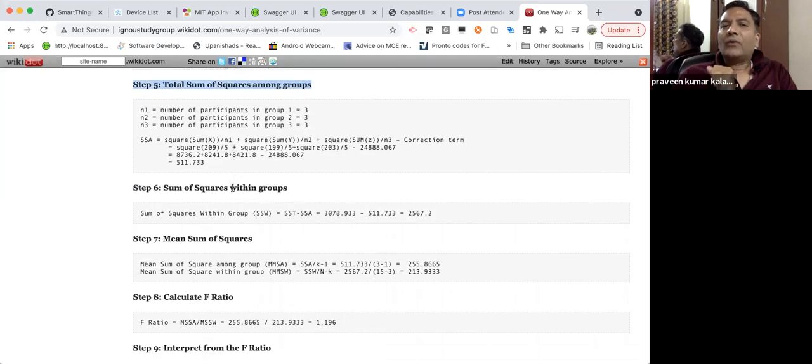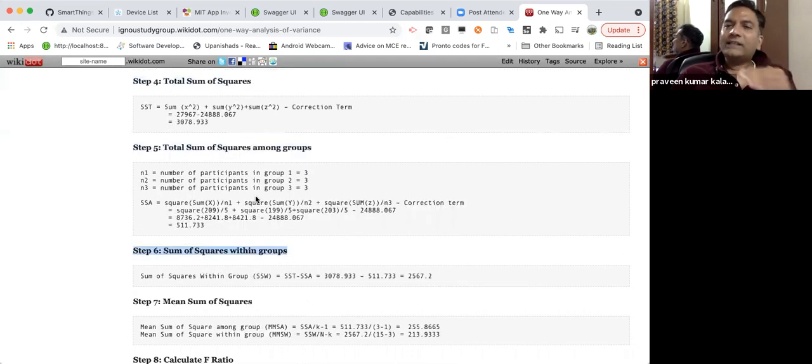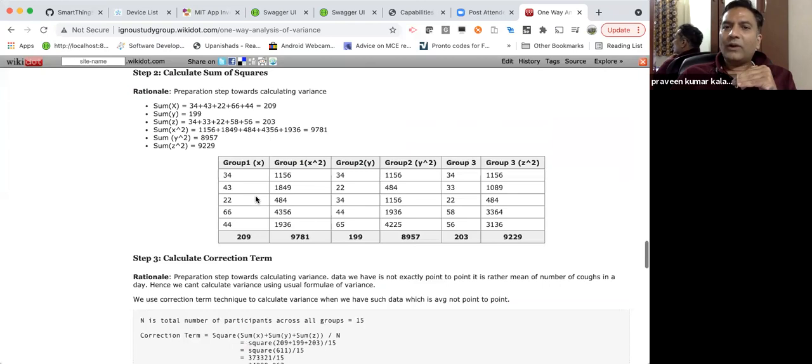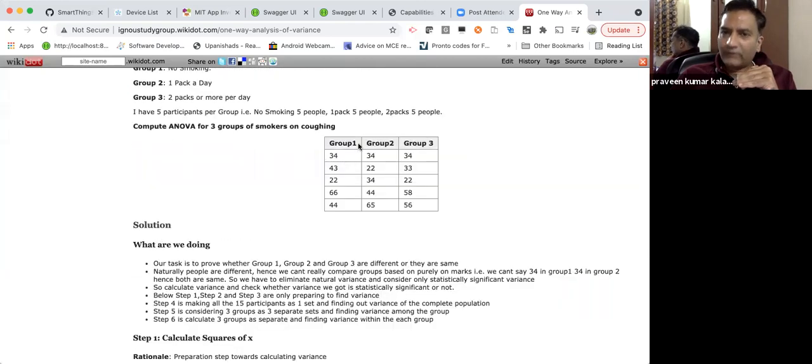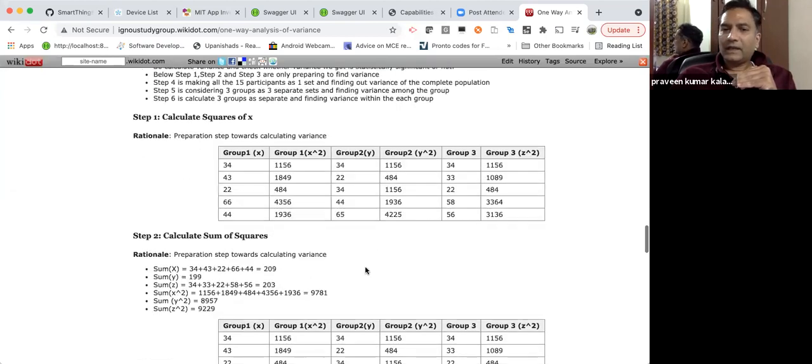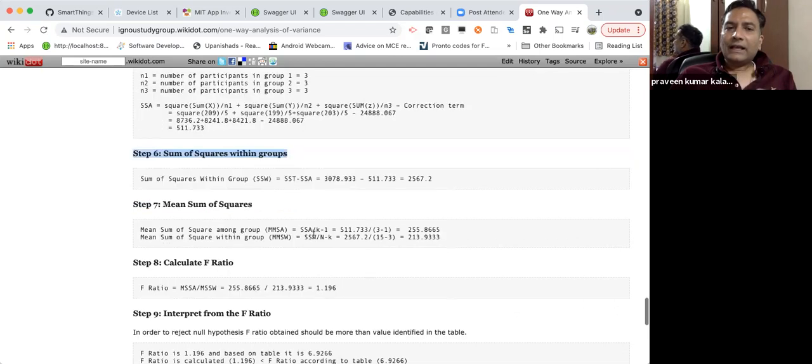Now coming, what is this one? Okay, so now what you are actually doing, you are saying what is the variance within groups. So now what you found out is the total variance, that is all 15, and you have found out the variance between group 1, group 2, group 3. Now you are finding out variance within this group. Within group 1, what is the variance? Within group 2, what is the variance? Within group 3, what is the variance? Okay. So that is sum of squares within groups.